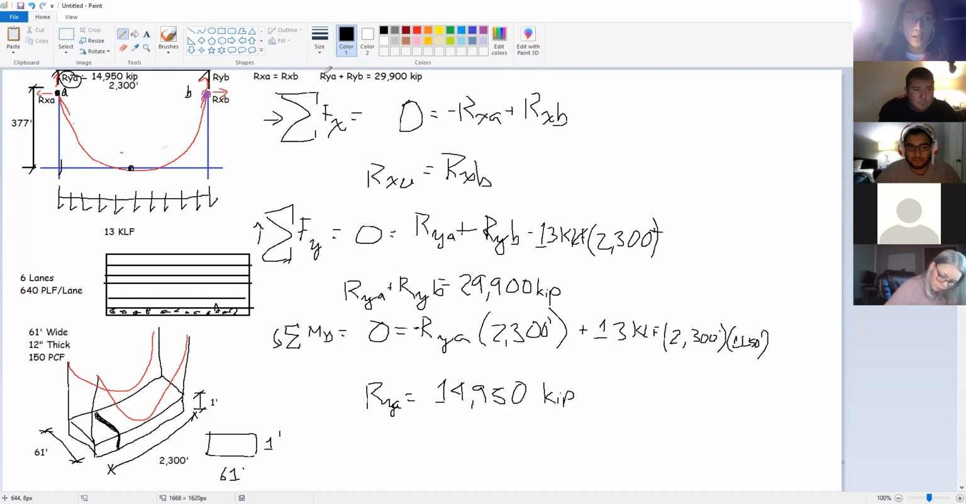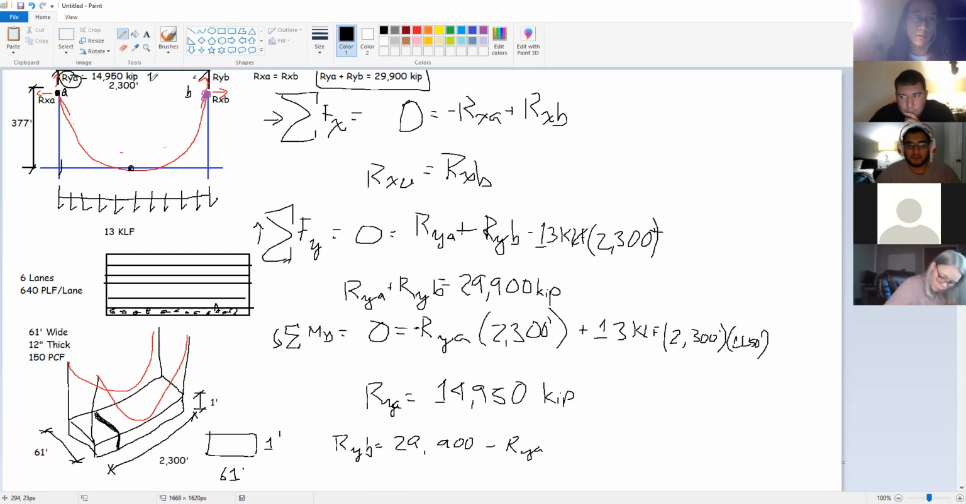Cool. Now we can just plug that into this equation, but in reality you've already given us the hint that it would be the same. If you did plug it in, RYB equals 29,900 minus RYA, which is 14,950, and it is exactly half. You get the exact same thing. RYB is the same as RYA.